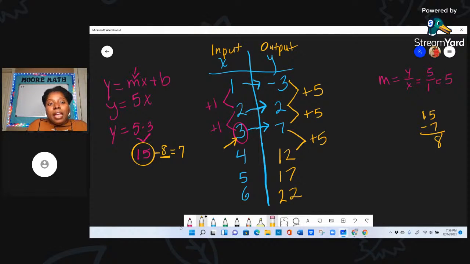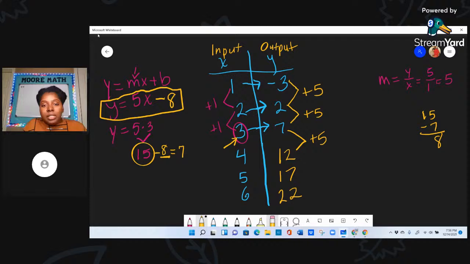So let's see if this equation works for every one of these. So I multiply each of them by 5, and then I subtract 8. So let's take another one. Let's take this 4 right here. So 5 times 4.